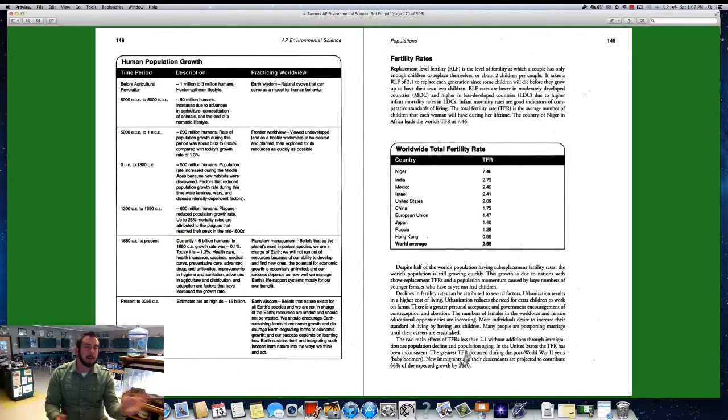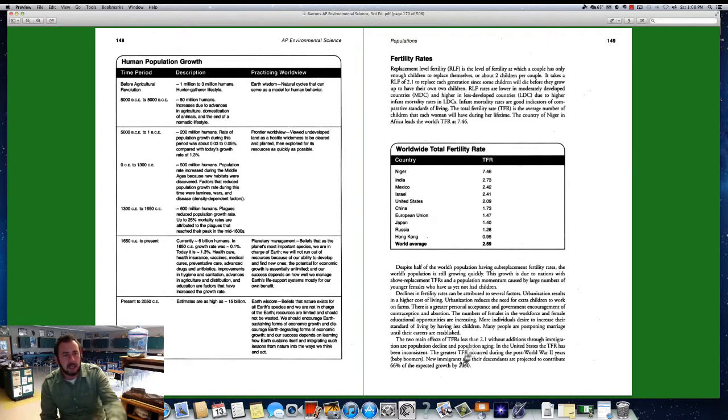All right, human population growth. We can take a look at basically the overall gist in time period. Before the agricultural revolution, we had 1 million to maybe 3 million humans. They were all living a hunter-gatherer lifestyle. Then 50 million humans, increased due to advances in agriculture and domestication of animals, by the end of the nomadic lifestyle. Their early viewpoint as far as the earth goes was called the earth wisdom view, where the natural cycles can serve as a model for human behavior. That's the earth wisdom view of that time.